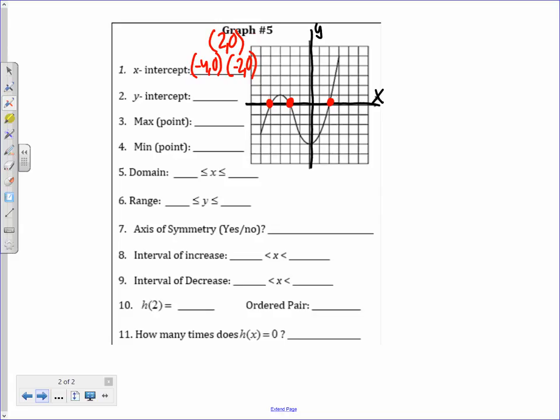Now I have my y-intercept where I cross the y-axis. Okay. That looks to be right on this line at 1, 2, 3, -4. So (0, -4) is my y-intercept.